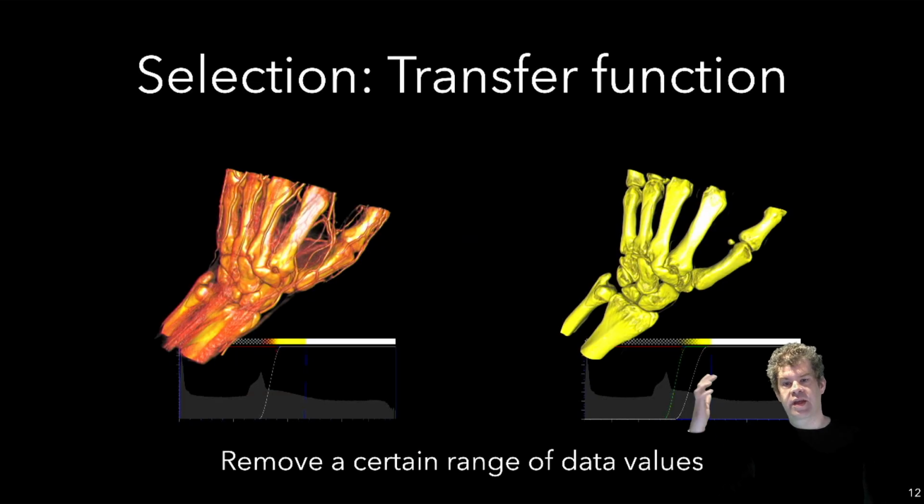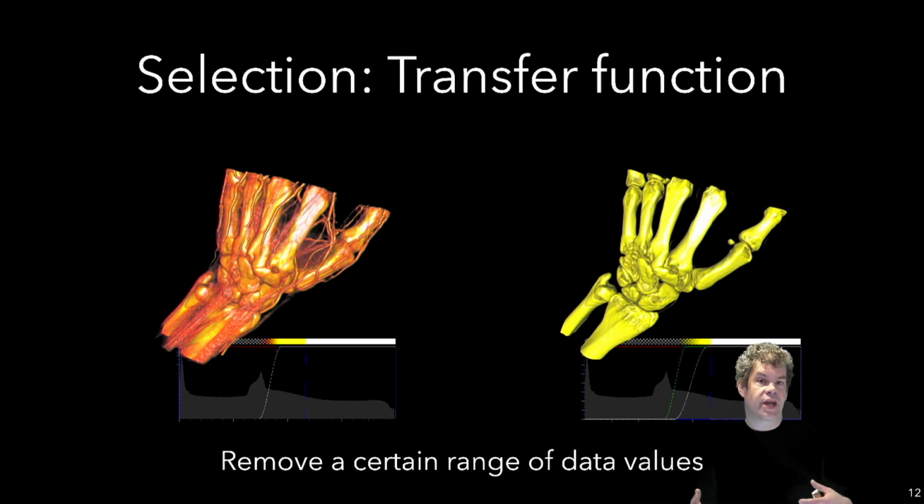Okay, so that selection is generally done by a concept called a transfer function. This transfer function is a very important process, and again, both in clinical practice as well as in pretty much any other regime where we use volume visualization, the transfer function is the most important selection metric. Okay, so here again, the hand data set, it's the same data set on the left and the right. I just used a different transfer function.